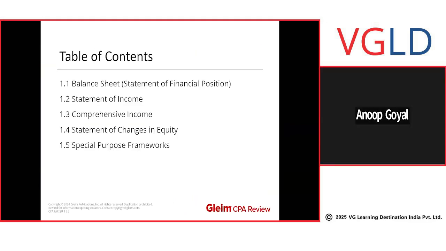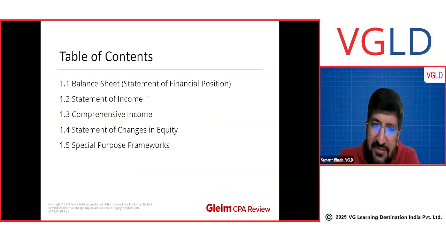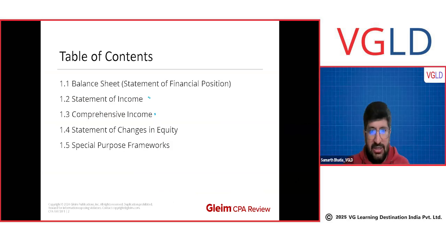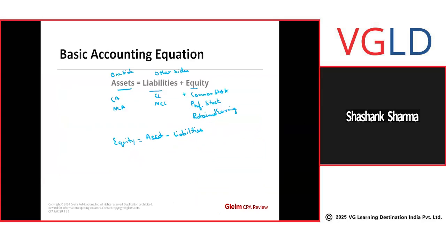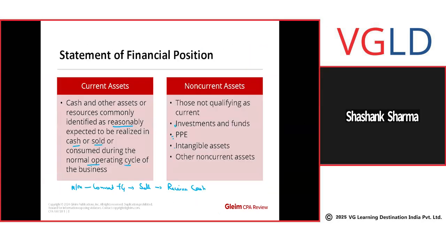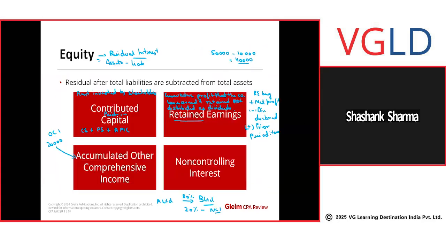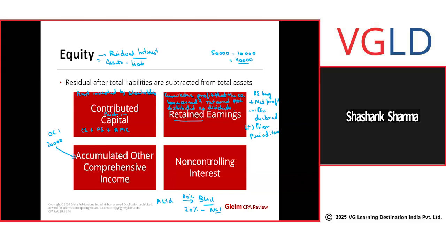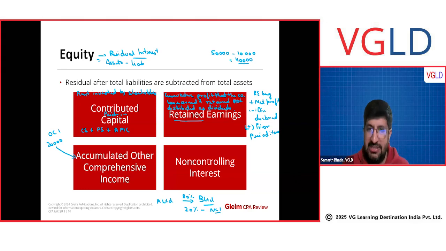You can see when we start with the statement of income, after that we have comprehensive income. Within the comprehensive income, we'll discuss it. So comprehensive income, in short, is something which is not from the regular operations, whether it's income or loss. Other comprehensive income is not from the regular operations and cannot be presented in the income statement.